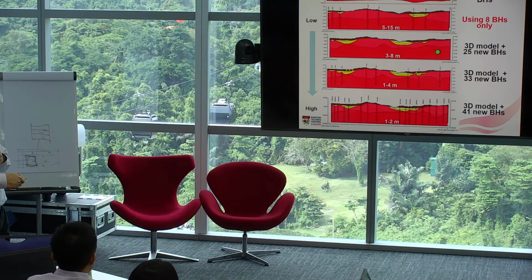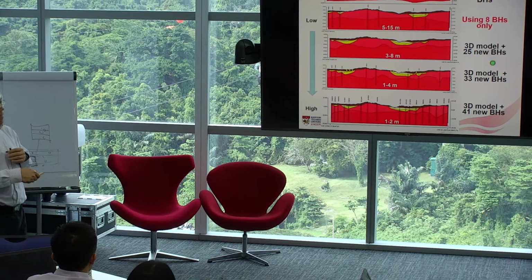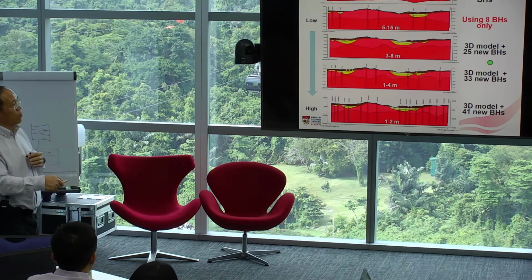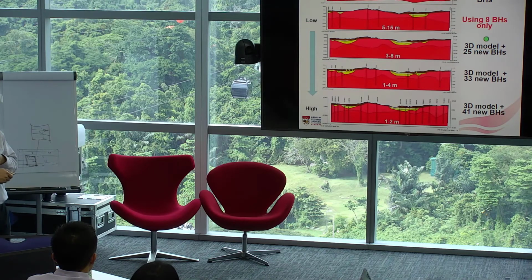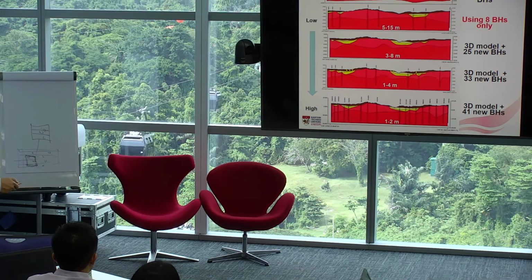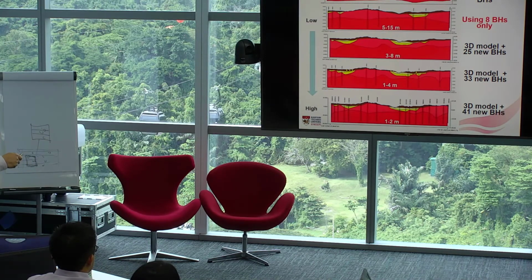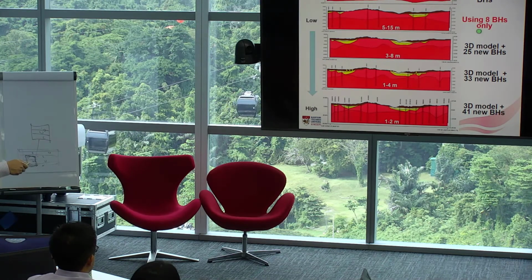So this is a cross-section. This cross-section is created by combining the 25 new boreholes with the 3D geological model. In other words, the model updated by the 25 new boreholes. We only use 25 because we want to keep the other 8 boreholes for verification. Now you can see the new cross-section has been improved as compared to just the pure model. This cross-section is certainly much better than the cross-section given by the 8 boreholes only.